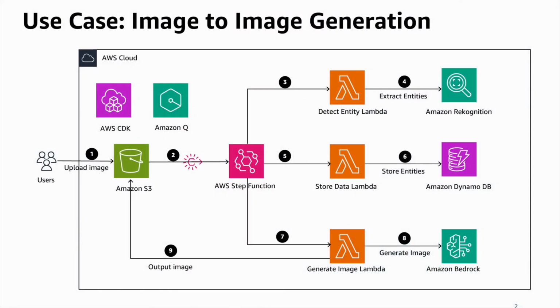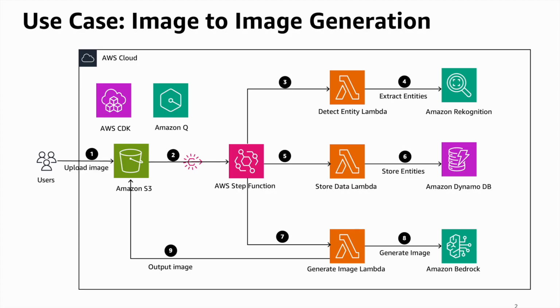Before we move to the demo, let us look at the architecture of the application which we are going to build. If you look at the complete architecture, we are pretty much using all AWS managed services. The scenario which I've taken is image to image generation. So we'll be taking an input image from the user, which the user will be uploading in an Amazon S3 bucket.